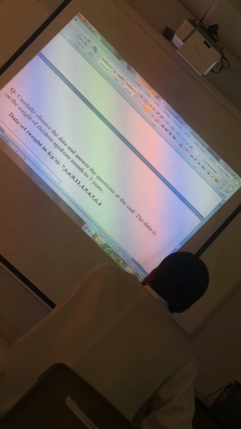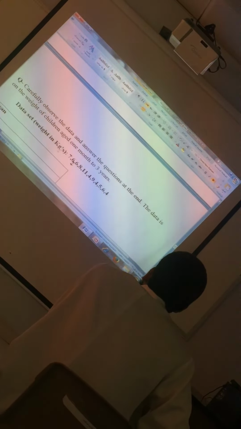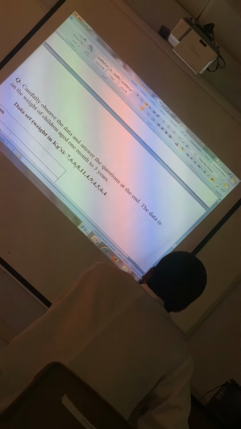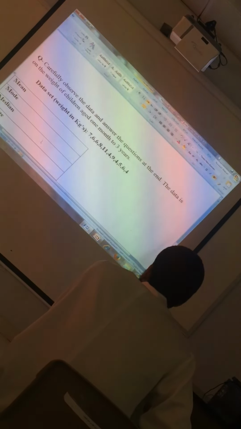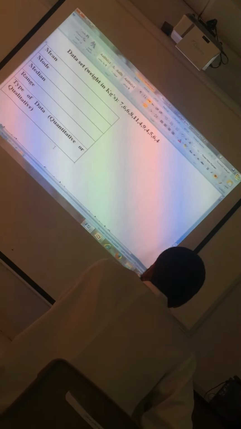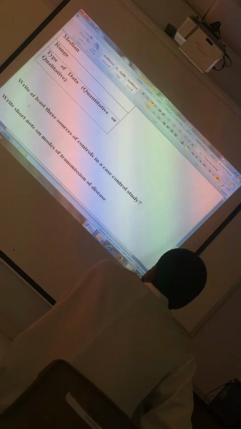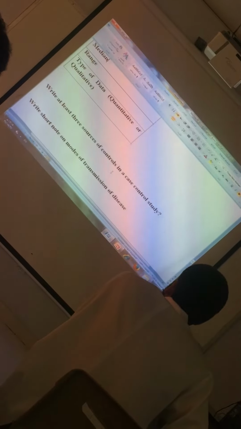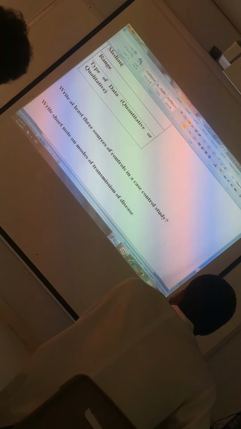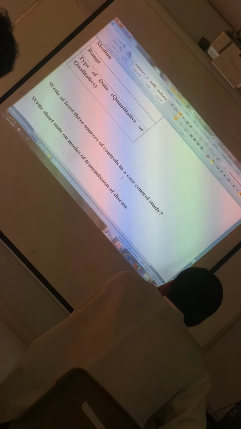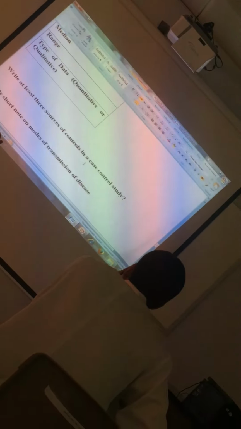Carefully observe the data and answer the following questions. So you can calculate this, you should know. For example, in the case control study which I finished, there are three sources of controls or three sources of cases: hospital, community. You have to go and see.